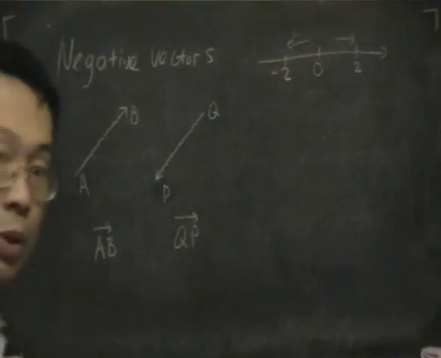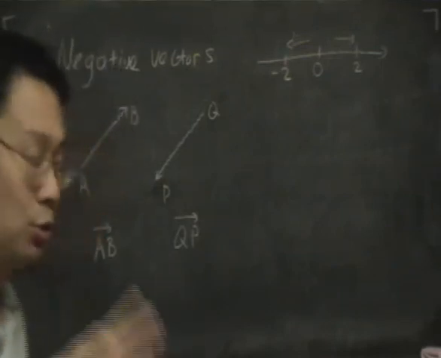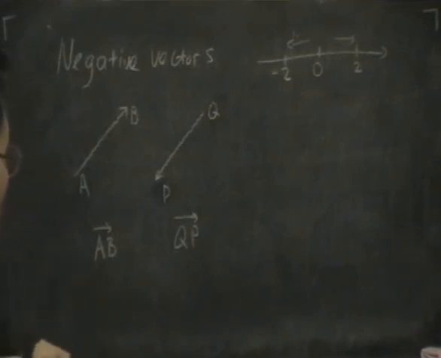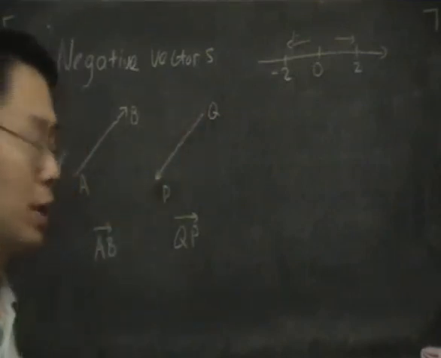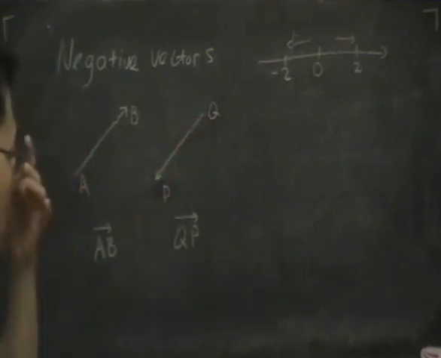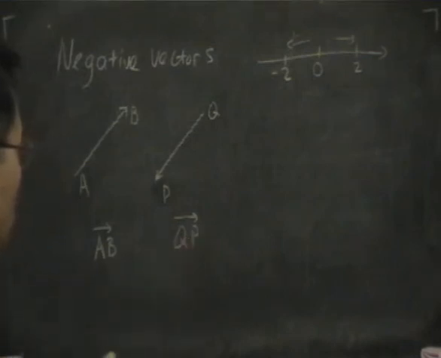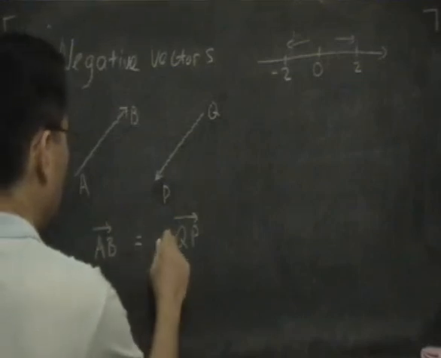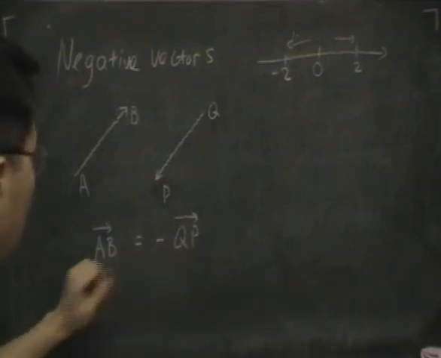So they're not equal. Now, we've just looked at equal vectors, and equal vectors means that they must have the same magnitude and direction. But in this case, although they have the same magnitude, they have opposite directions. They are even parallel to each other. Okay, but they are pointing in the opposite direction. So in this case, we can think about QP and AB as related by a negative sign. I can say that minus of QP is the same as AB.